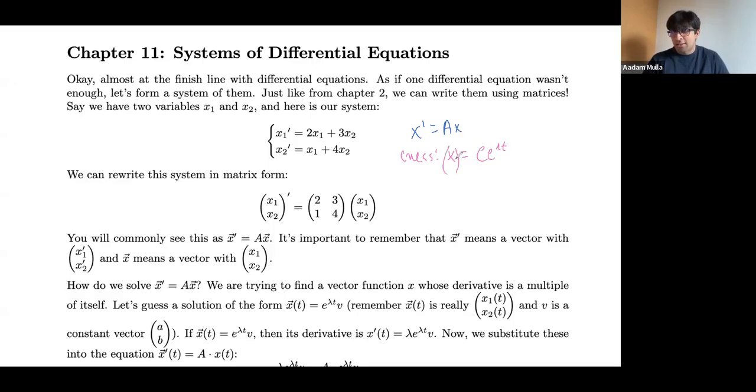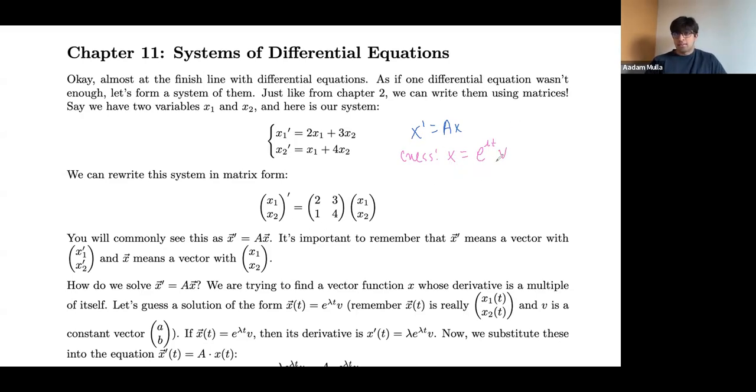X is a vector of x1 and x2. So instead of guessing one constant, we have to guess two constants. So we have to guess e to the lambda t times v, where v looks like constant 1, constant 2, right? That gives me x1 equals c1 times e to the lambda t, and x2 equals c2 times e to the lambda t, okay? So that needs to make sense in your head, why we're multiplying by a vector v. V is not just a number, it's a vector of two numbers in this case, okay?